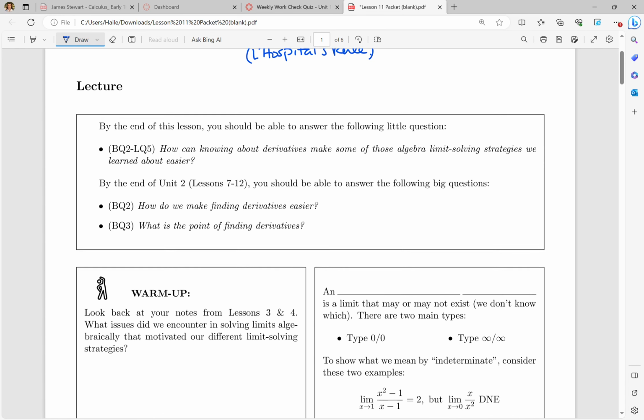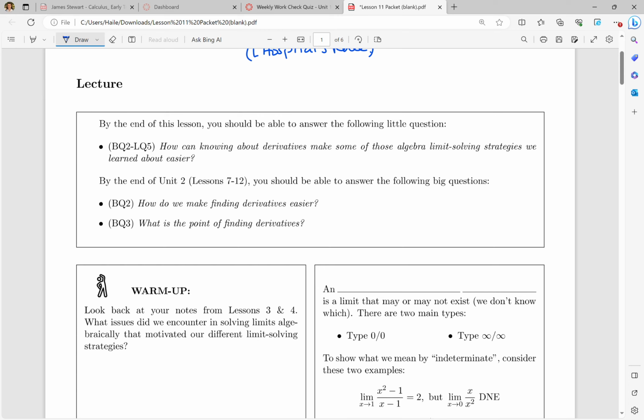For the first part of this unit, we've been really looking at how we make finding derivatives easier. We've talked about power rule, product rule, quotient rule, and those rules allow us to find derivatives a bit more easily than using the limit definition. Now, in these last two lessons, what we're going to look at more is what is the point of finding derivatives. What do derivatives allow us to do rather than just finding the derivative? Why is finding the derivative important?